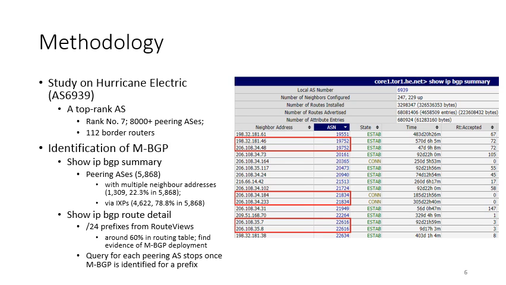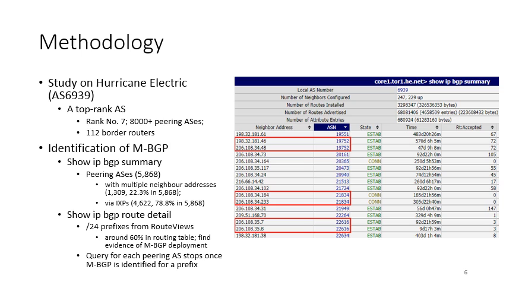Our method is used on Hurricane Electric. According to the latest CAIDA's AS rank data, it ranks number 7 and it has more than 8,000 peering ASs. It has 112 border routers. These border routers are distributed around the globe. Our method to identify MBGP consists of two steps.